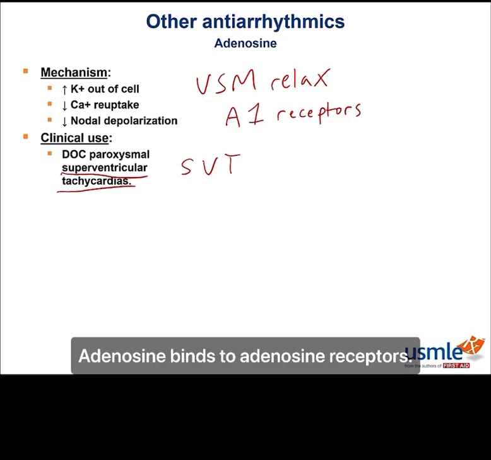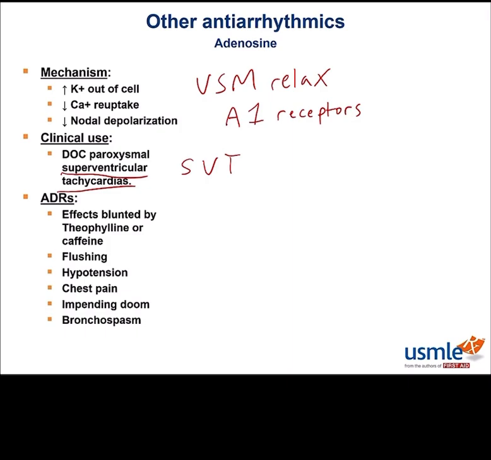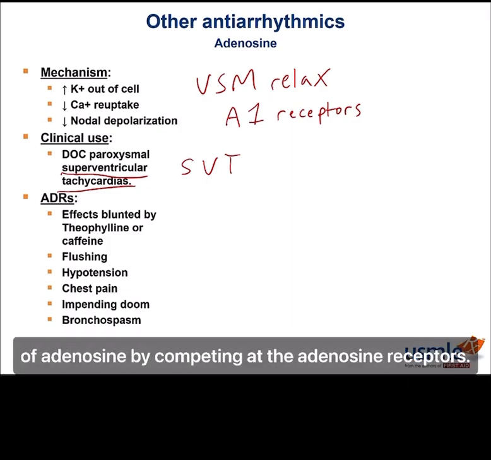Adenosine binds to adenosine receptors. These are a type of purinergic receptors. Any molecule that has some attribute of a purine can bind them. Caffeine and theophylline block the effects of adenosine by competing at the adenosine receptors.